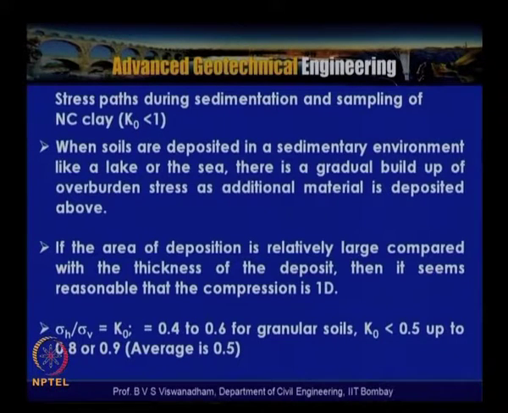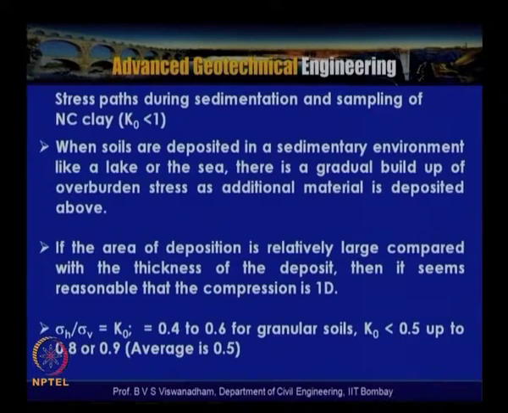As the deposition happens continuously, there is a gradual buildup of overburden stress as additional material is deposited above. If the area of the deposition is relatively large compared to the thickness of the soil deposit, then we can reasonably estimate that one dimensional compression takes place. So sigma h by sigma v is equal to K naught, which is equal to 0.4 to 0.6 for granular soils, and K naught is less than 0.5, and at a maximum it can extend up to 0.8 or 0.9. A good average value is 0.5.